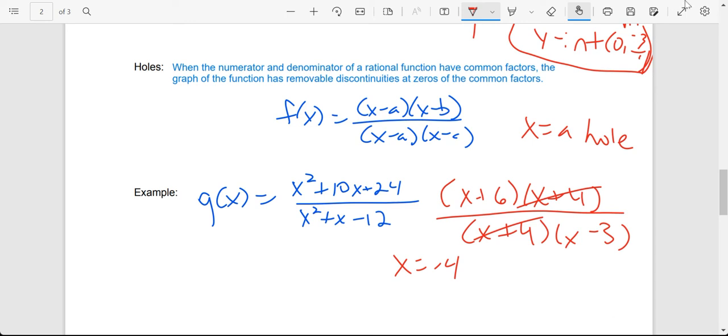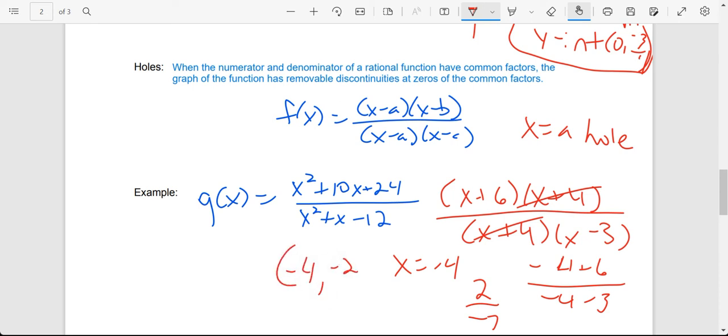Now, what we can do to find out specifically where that hole is going to be, when we cross out the x plus 4's and we put negative 4 into the function, we're going to get 2 over negative 7. So the hole is exactly at negative 4 comma negative 2 over 7.